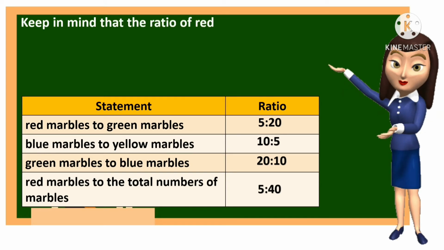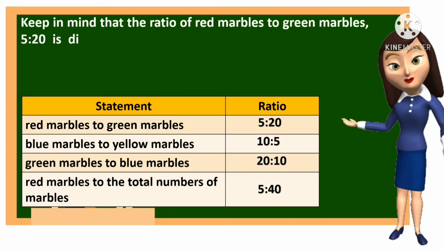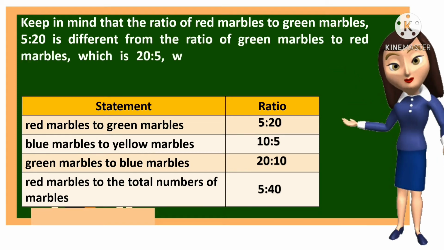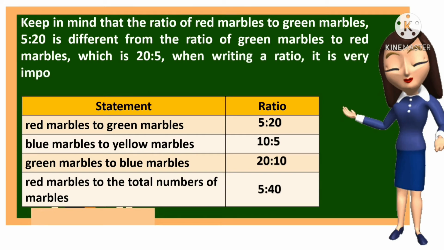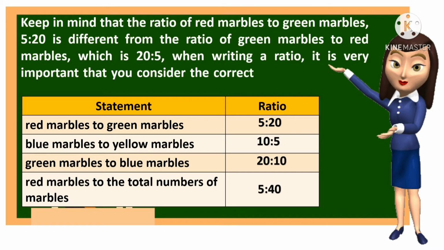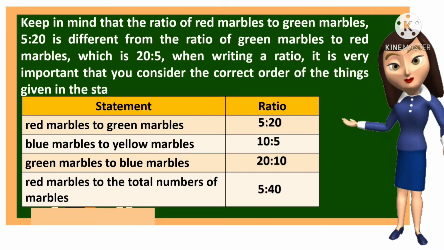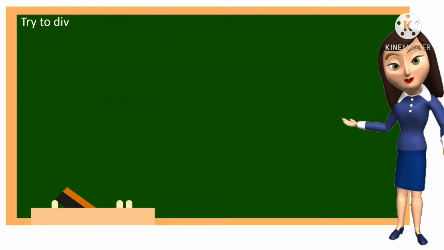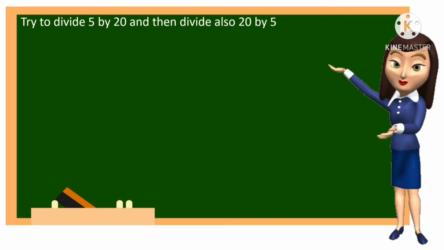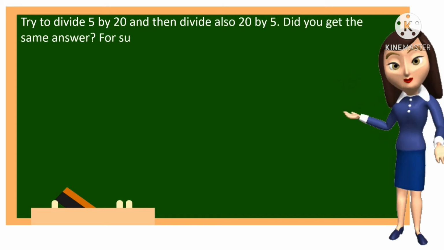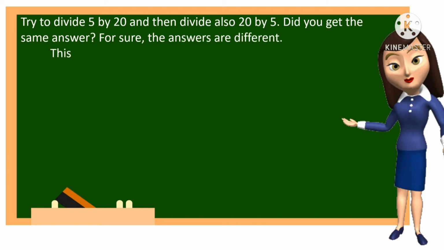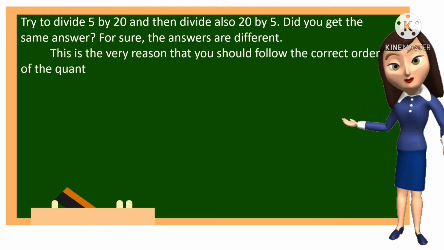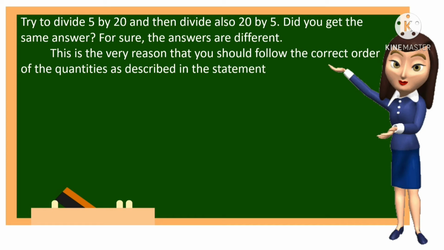Keep in mind that the ratio of red marbles to green marbles, 5:20, is different from the ratio of green marbles to red marbles, which is 20:5. When writing a ratio, it is very important that you consider the correct order of the things given in the statement. Try to divide 5 by 20 and then divide also 20 by 5. Did you get the same answer? For sure, the answers are different. This is the very reason that you should follow the correct order of the quantities as described in the statement.